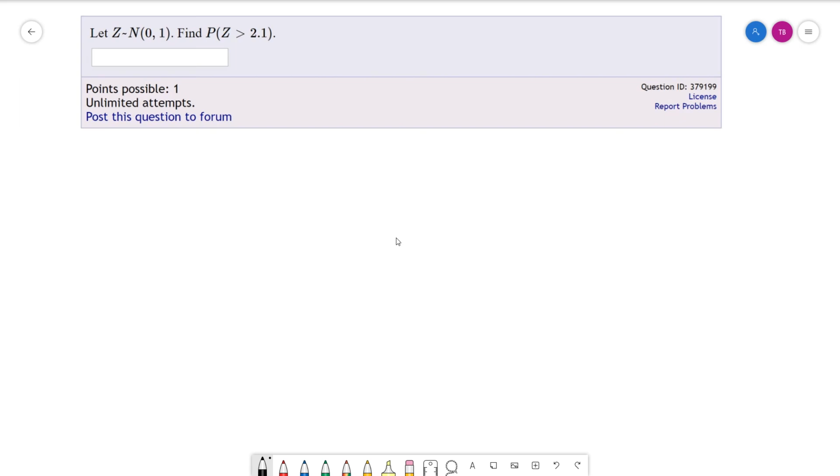Let z be normally distributed with mean 0 and standard deviation 1. Find the probability that z is greater than 2.1. We first want to make sure we understand the notation.